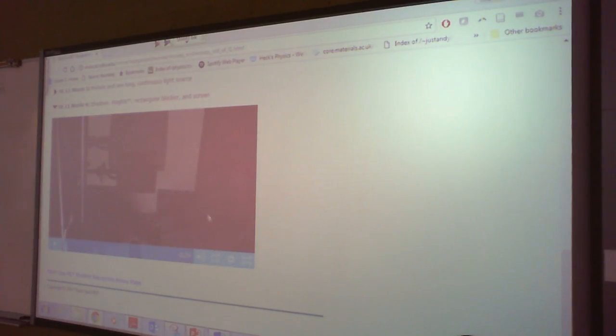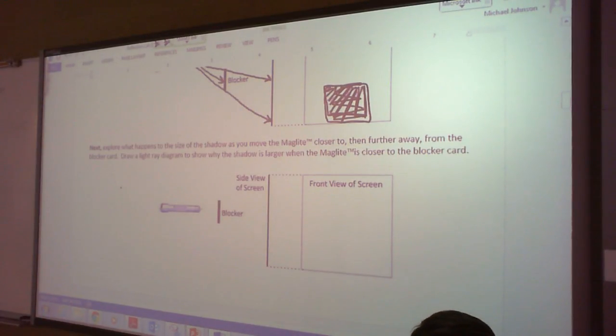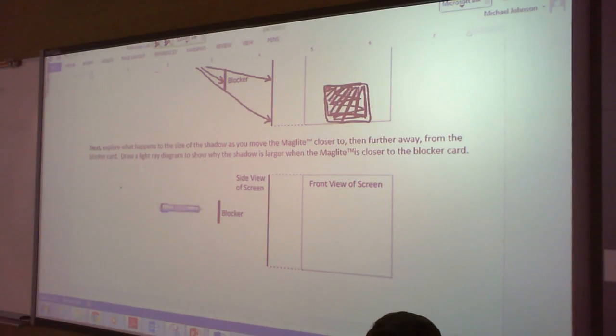Oh, no. So imagine what's going to happen here as this mag light moves closer. What's the shadow going to do? Expand. What'd you say? Expand, yeah. And can we show that with our ray diagram too? So go ahead and do that.